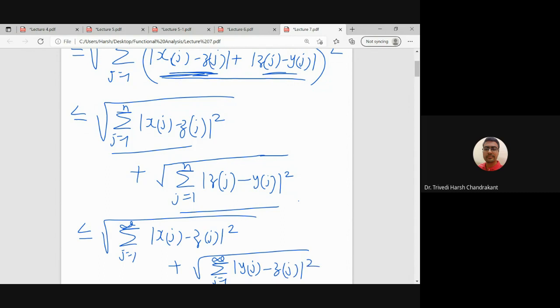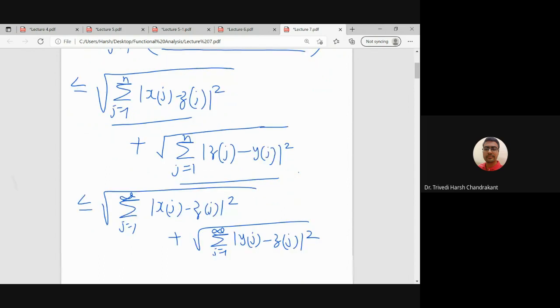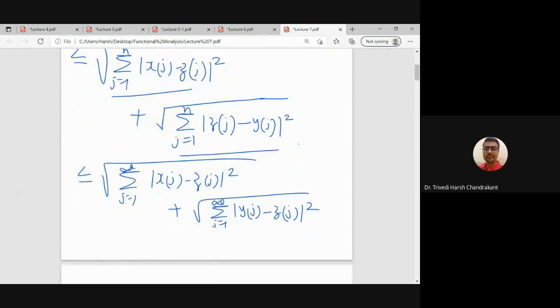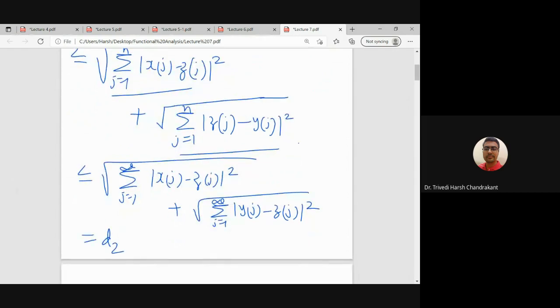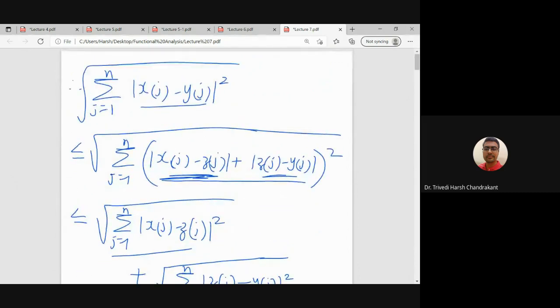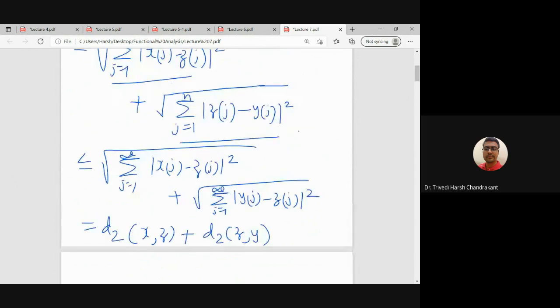Okay. So these two series are convergent. So therefore we can write this is less than or equal to this. So now what is this? This is the d2 distance of x and z plus the d2 distance of z and y. Right, so what we have shown is that the nth partial sum of the first series is less than or equal to these fixed numbers.